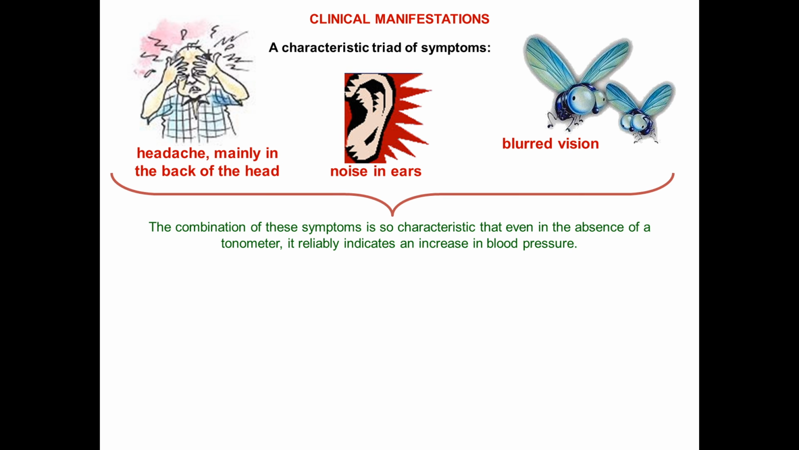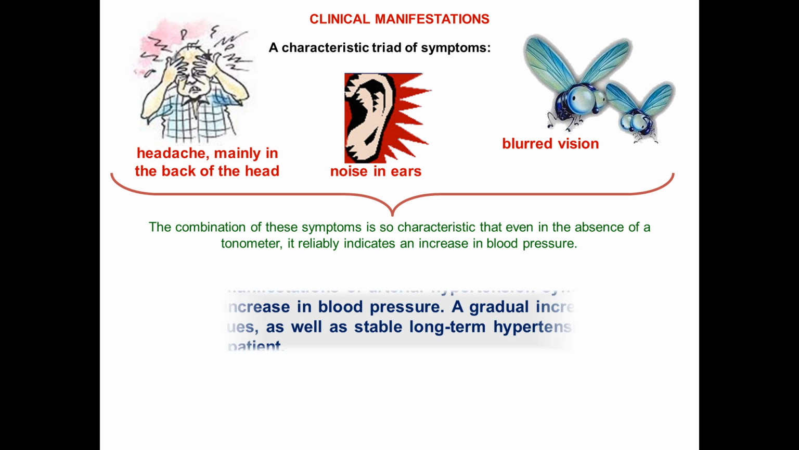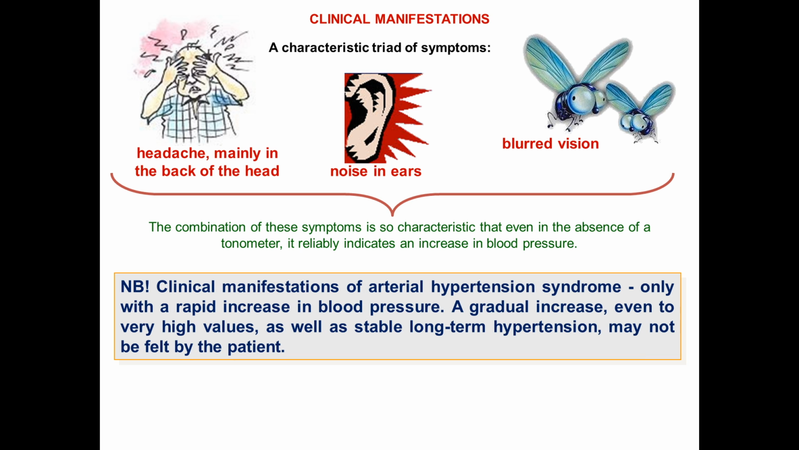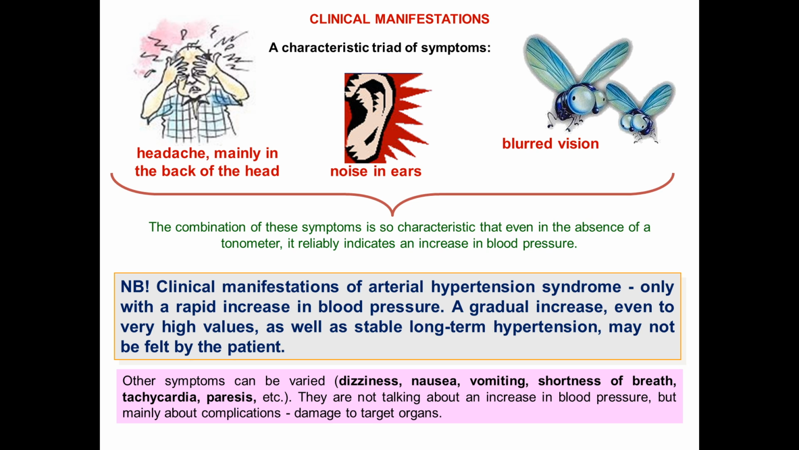Clinically, hypertension is manifested by a triad of symptoms: headache, noise in ears, and blurred vision. A combination of these symptoms is so characteristic that even in the absence of a tonometer or BP cuff, it reliably indicates an increase in blood pressure. Clinical manifestation of arterial hypertension syndrome occurs only with a rapid increase in blood pressure. A gradual increase even to very high values, as well as long-term hypertension, may not be felt by the patient. Other symptoms can vary, like dizziness, nausea, vomiting, shortness of breath, tachycardia, and paresis.